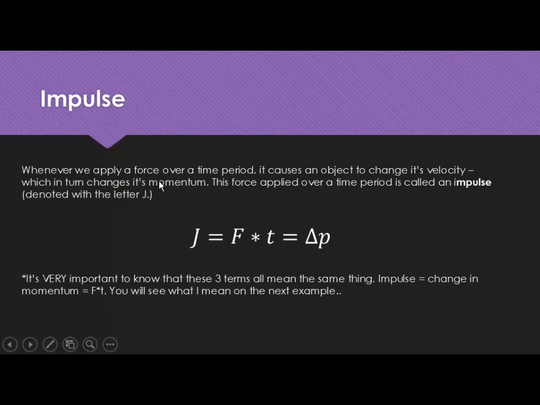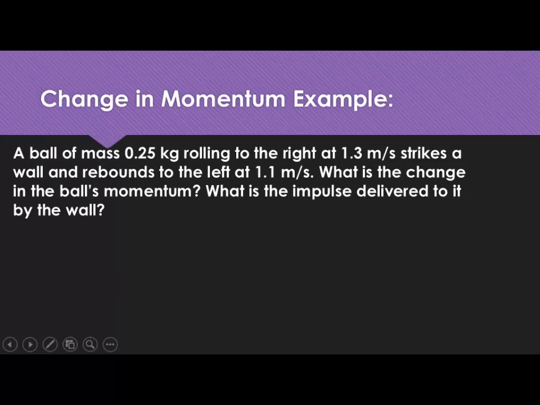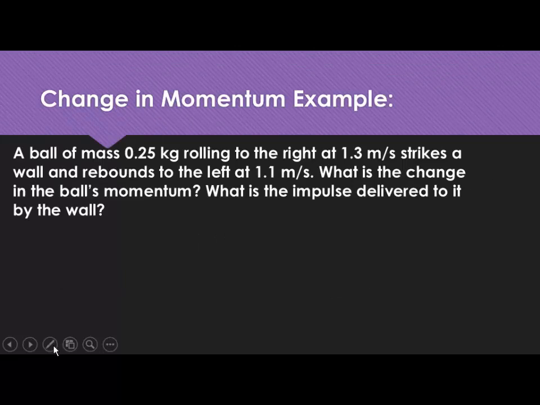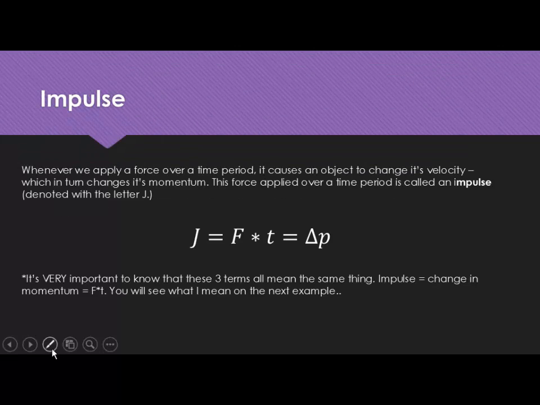Whenever we apply a force to that object over a particular time period, it causes the object to change its velocity, which in turn changes its momentum, which is just what we reviewed on the previous slide. This force that we apply over a time is called an impulse. And we denote impulse with the letter J, as you can see right here.